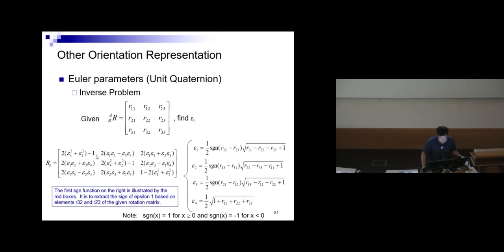Again, you match this with this, and you match this with this, and then the sign function on the right will be illustrated. So it's to extract the sign of epsilon 1 based on the elements R32 and R23. So based on these two corresponding with this, you will be able to determine epsilon 1. So again, it's a mix and match, and then after that, a complex set of matrix manipulation.